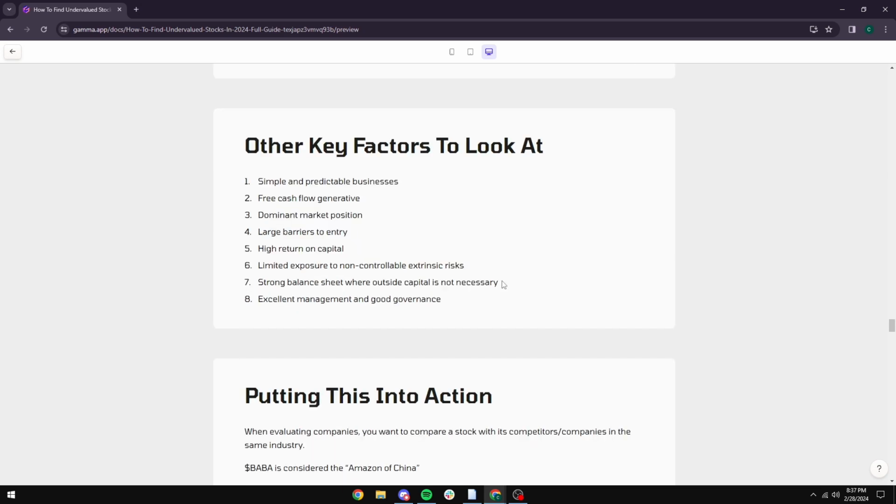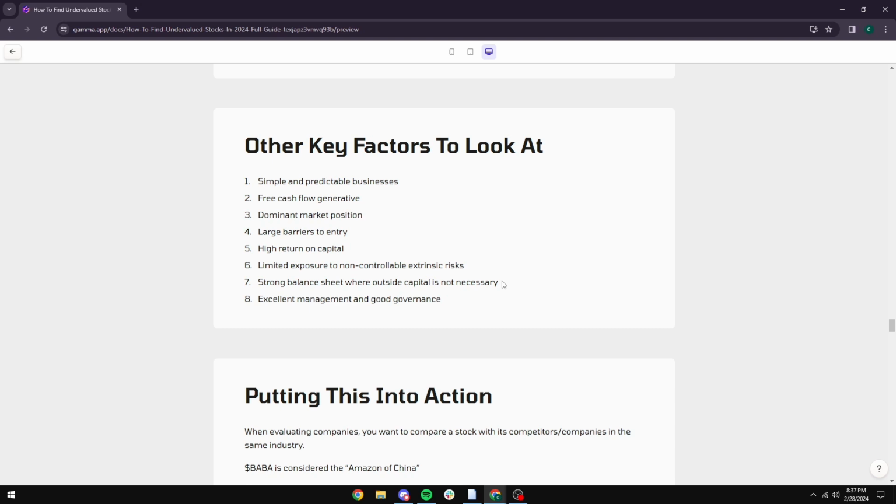Other key factors to look at. Remember, these are the 8 pillars that I want you guys to look at. Number 1, it needs to be a simple and predictable business. Number 2, free cash flow generative. Number 3, a dominant market position, a moat. Number 4, large barriers to entry, less competition, less incoming competition.